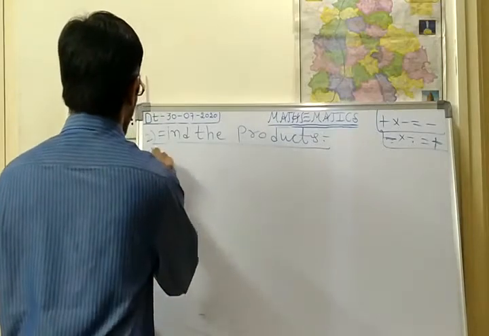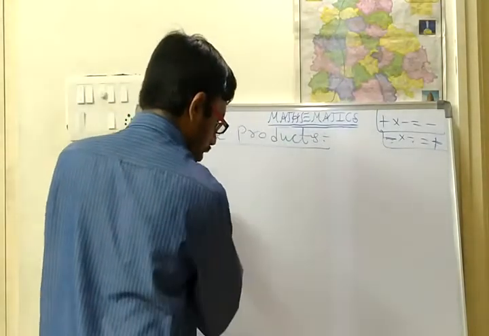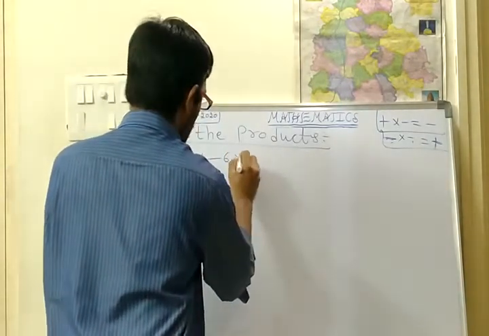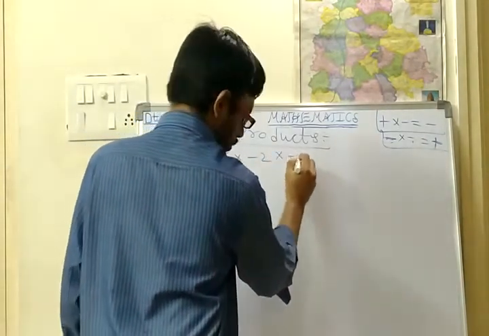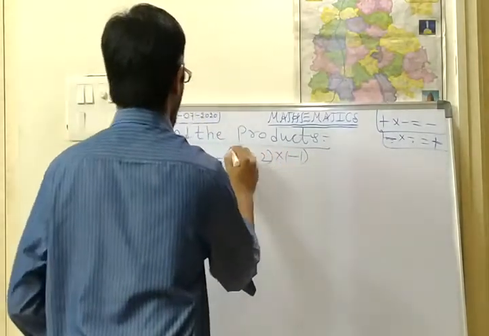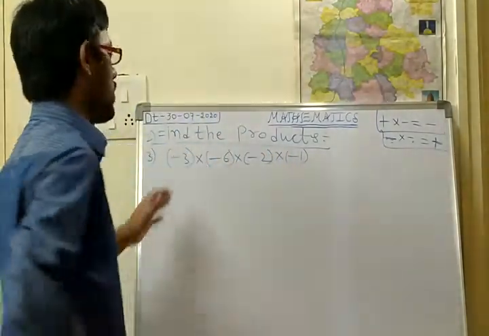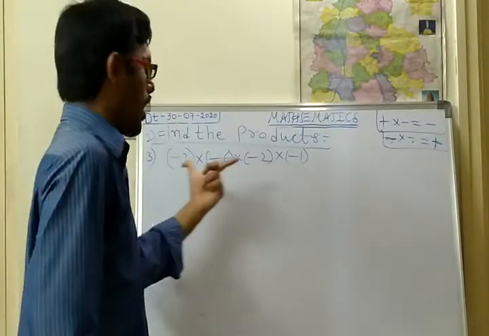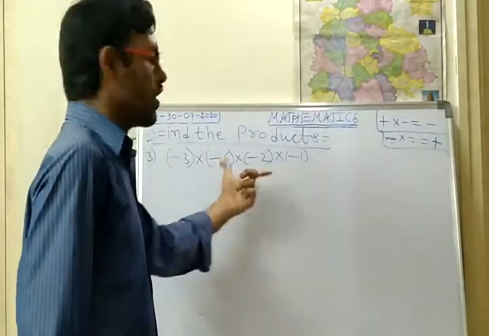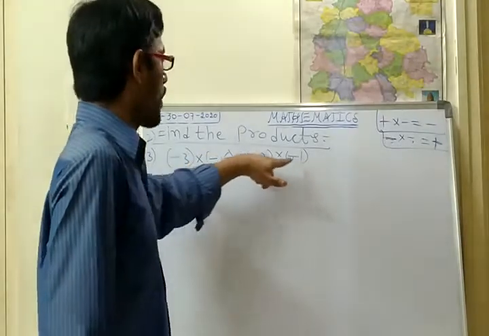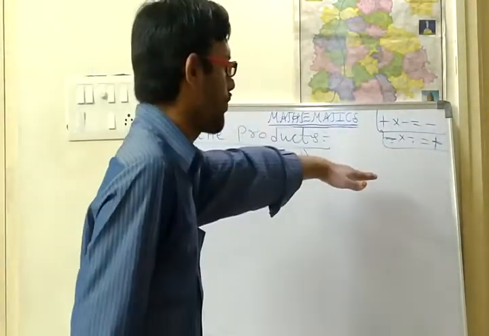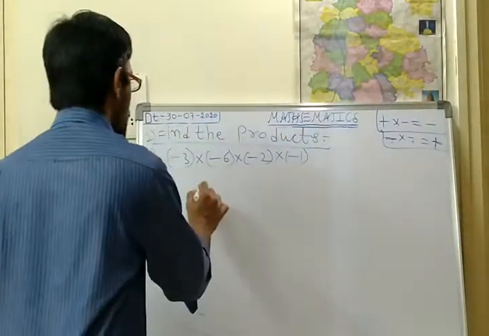Next, the third one. The third one is minus 3 into minus 6 into minus 2 into minus 1. So this is the problem. How many integers are there? 4 integers are there. All 4 are negative integers only. So an even number of negative integers means the result will be positive.